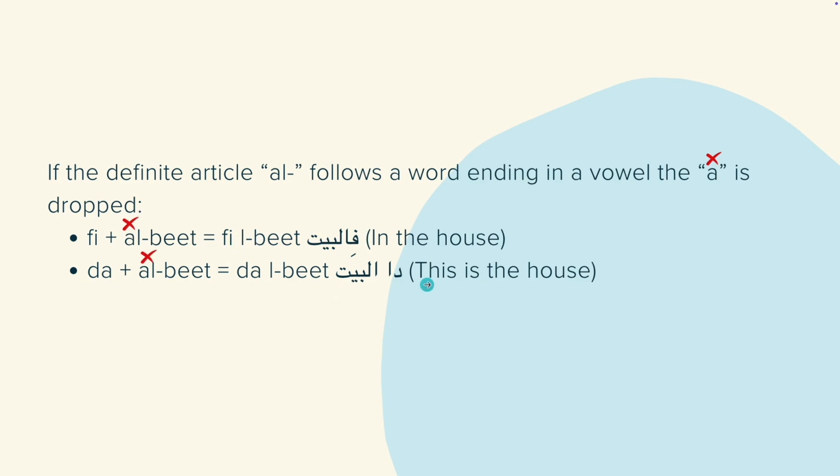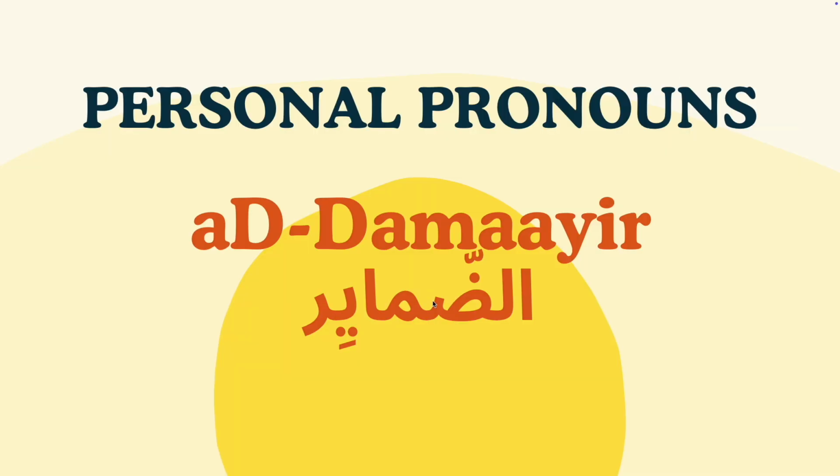Another example is this is the house. So we learn this word, lesson number 1. To say this is, just say da, and then the house is al bayt. Al bayt, okay? Da al bayt originally, but then together they are del bayt. Del bayt. Let's learn personal pronouns.